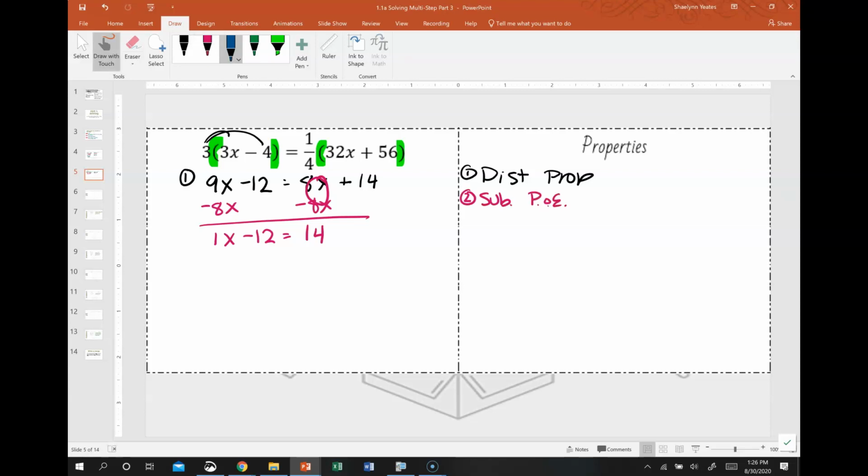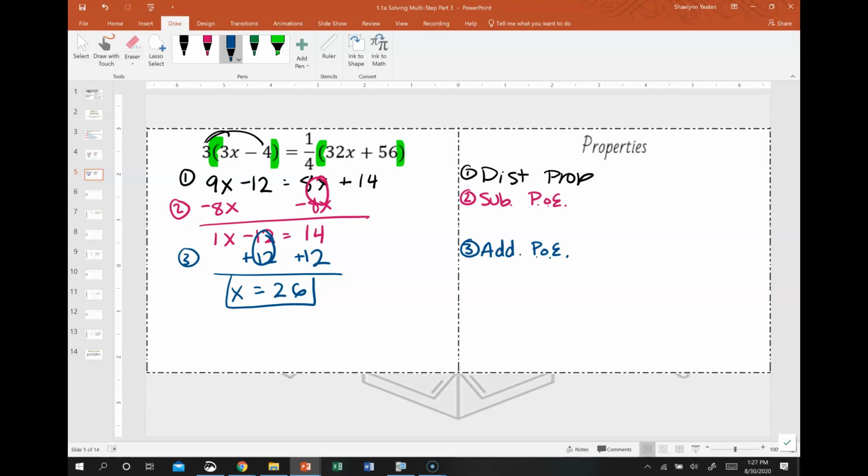Okay, and then I'm going to add 12 to both sides. And 1x, I don't really have to write that 1. You can if you want to. I'm just going to write x. Negative 12 plus 12 goes to 0. And 14 plus 12 goes to 26. Okay, and my last step, so this was my third step in this case, was to add to both sides. So I used my addition property of equality.